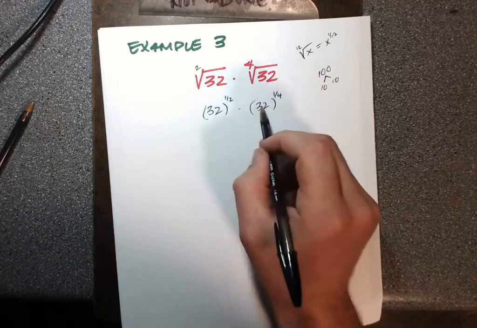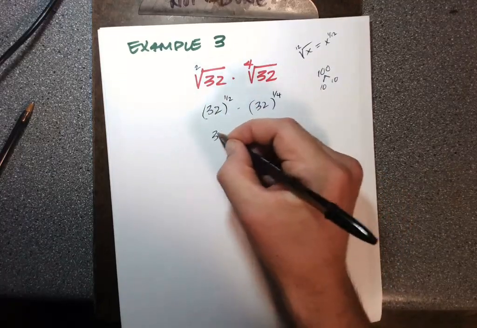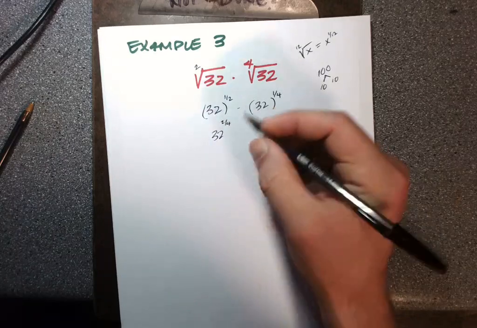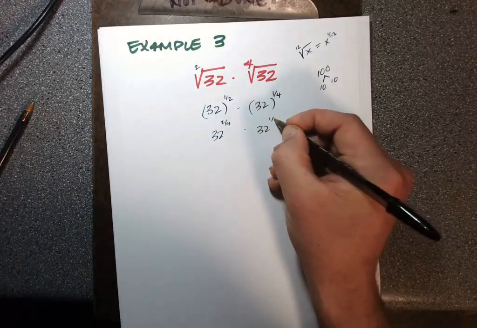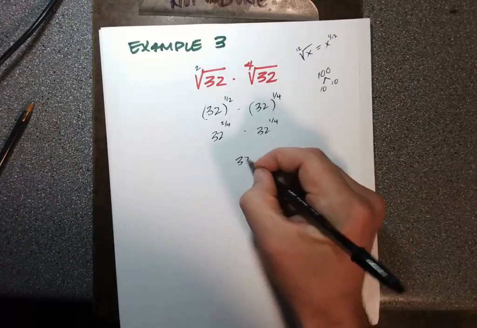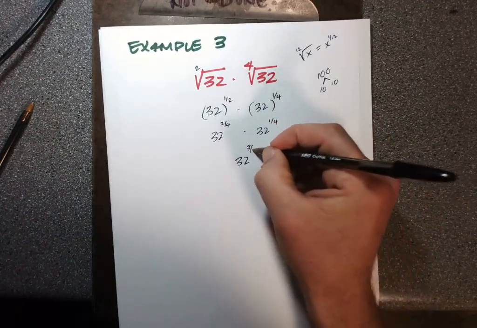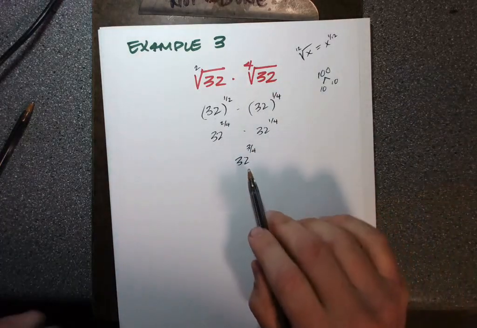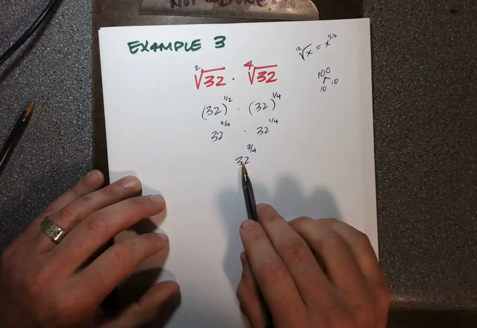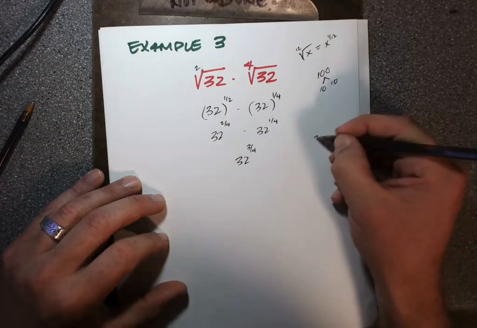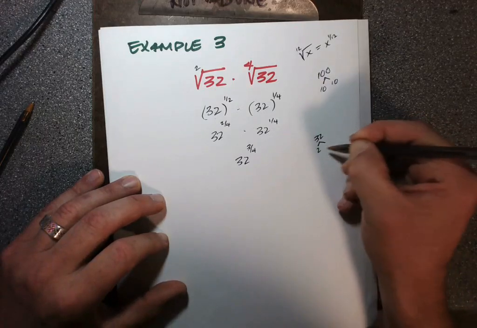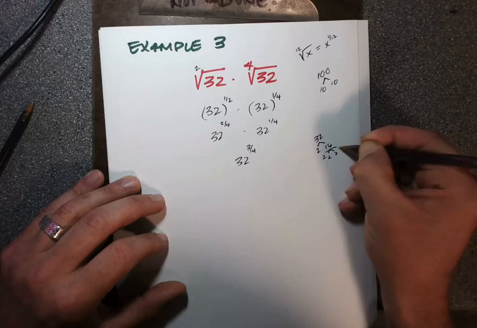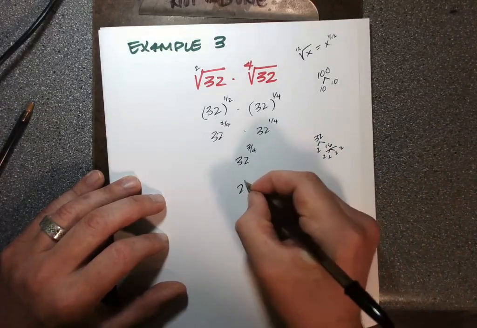Now, I notice that these match, and when those match, we can add the exponents together, but 1/2 is 2/4. I do require a common denominator to be able to do this. All right, so this is 32 to the 3/4 power. We can leave it like that, but we're going to practice doing our prime factoring. So 32 is 2 times 16, and then maybe 16 is, so 32 is 2 to the 5th power.